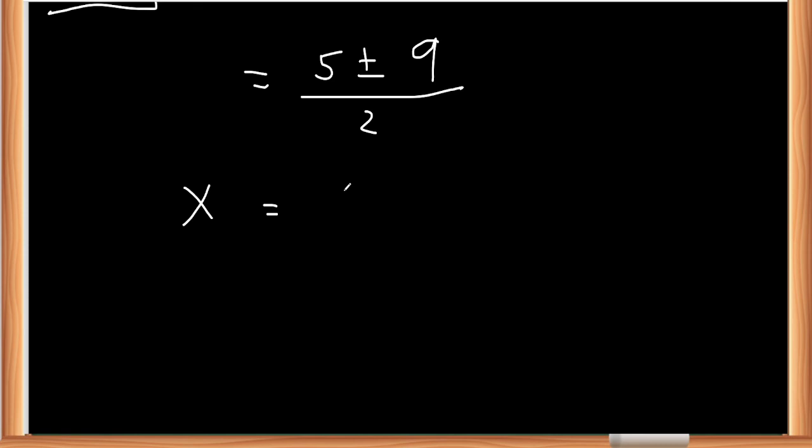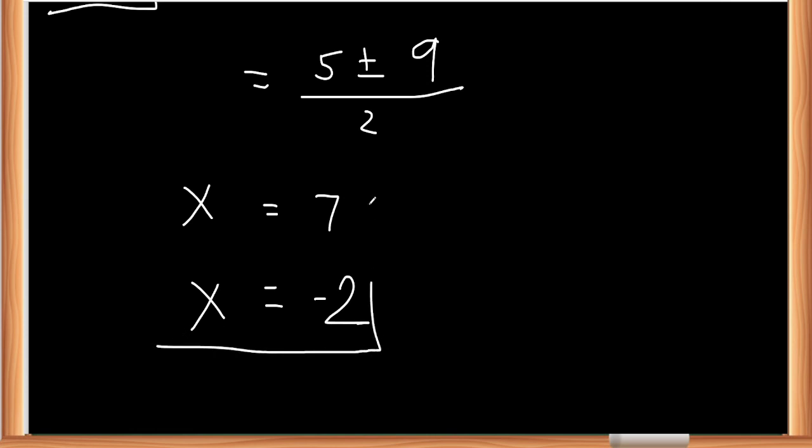5 plus 9 over 2. Yes? 5 minus 9 over 2. So, what is 5 plus 9 over 2? 7. And what's the other one? Kung minus naman yung 9? Negative 2. Very good. Okay. So, panatag na ang loob ko na alam nyo na ang gagawin ninyo.